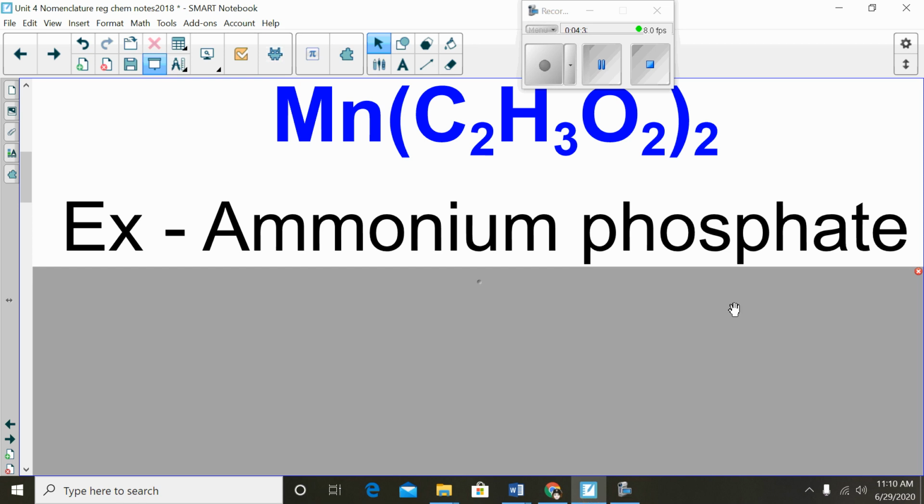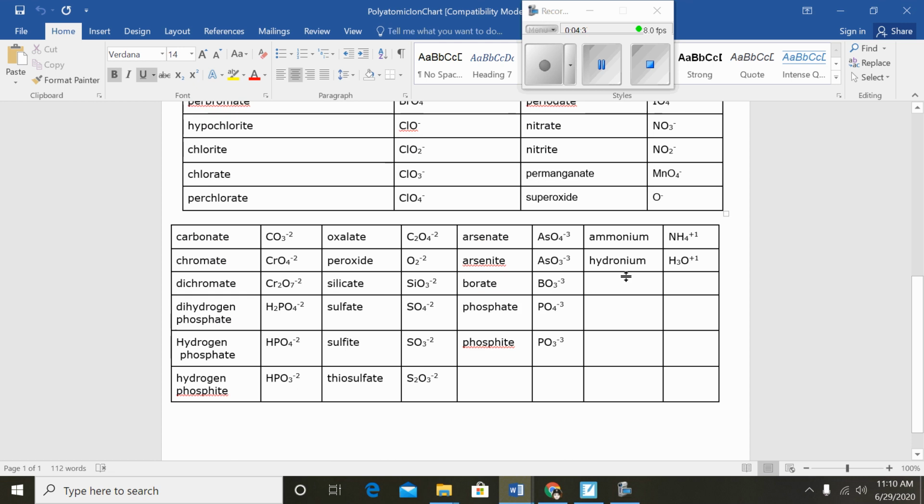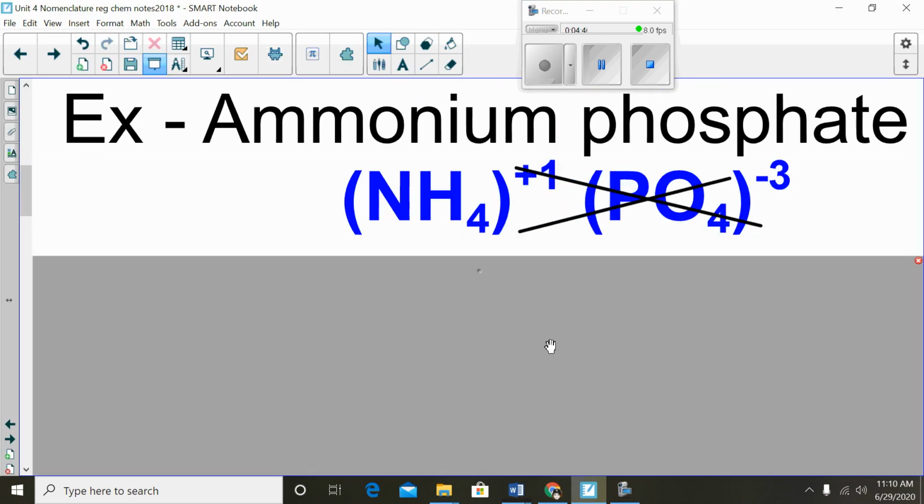Next, ammonium phosphate. So again, careful, ammonium is our positive polyatomic, which is right here, so it's NH4 +1, and our phosphate is PO4 -3. So let's go ahead and write these down first. And again, I like to keep my parentheses when I'm initially writing these so that you know the charge applies to the entire polyatomic. Now, ammonium is +1, so that can lose an electron, and then phosphate is PO4 -3. So each phosphate ion can gain 3 electrons.